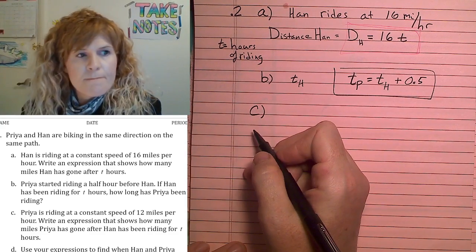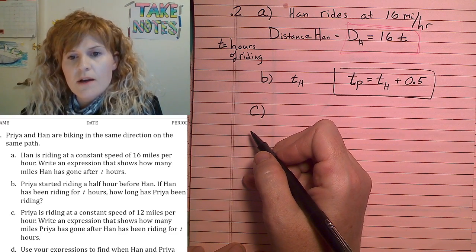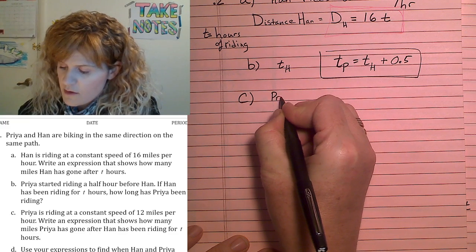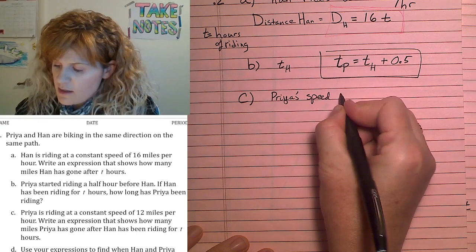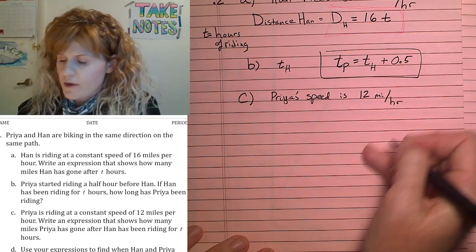Question C. Priya is riding at a constant speed of 12 miles per hour. Just a second, I'm going to write that down because that's given information. Priya's speed is 12 miles per hour. Okay, got it.